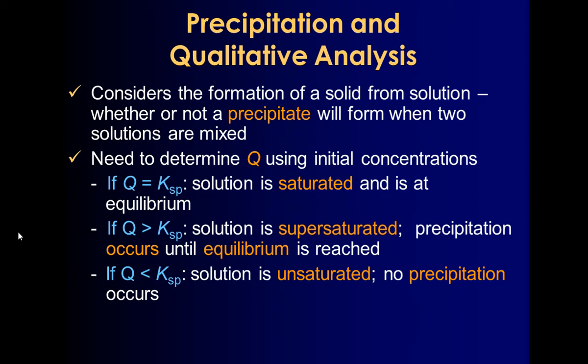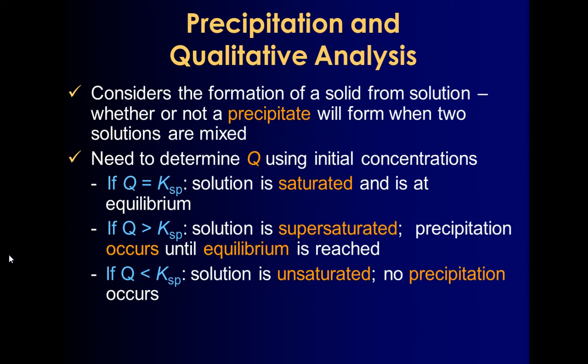And when we have a saturated solution, we are right on the edge. Our Q would be equal to our KSP value. You would not have a precipitate, but you would also not have any more ions dissociate into solution.